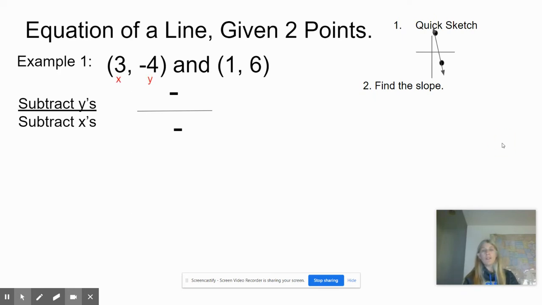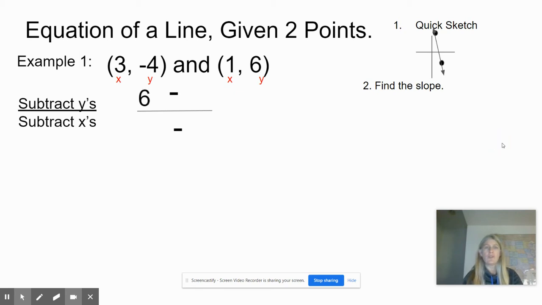Now it's important, and I write this down every time, to remember which part of our ordered pair is our x and which part is our y for both of these, because we don't want to subtract an x and a y. We want to make sure that we're subtracting our y's up top and our x's down below. So just taking a second to write x, y, x, y on our ordered pairs minimizes this very frequent mistake.